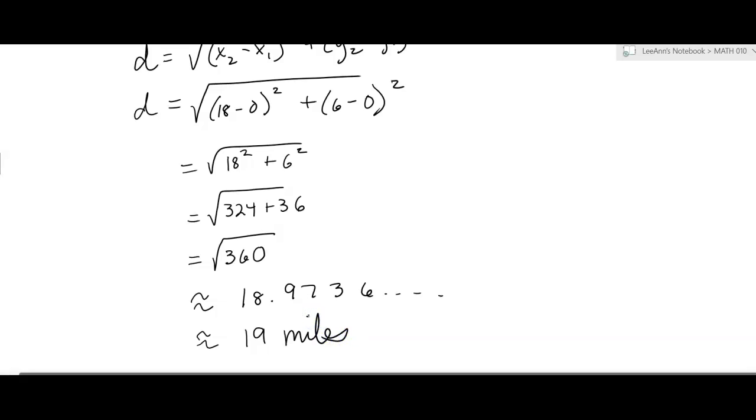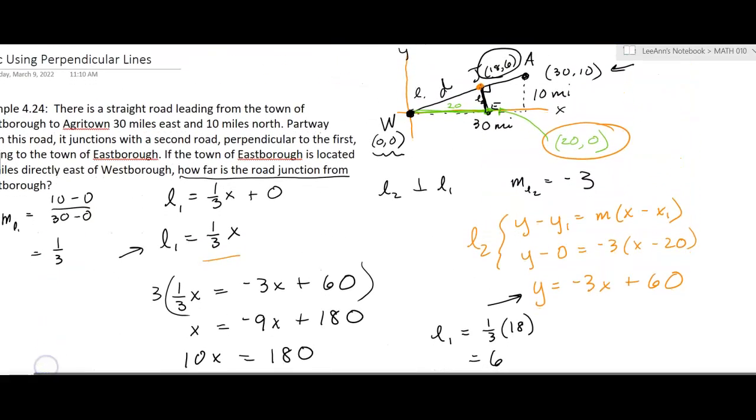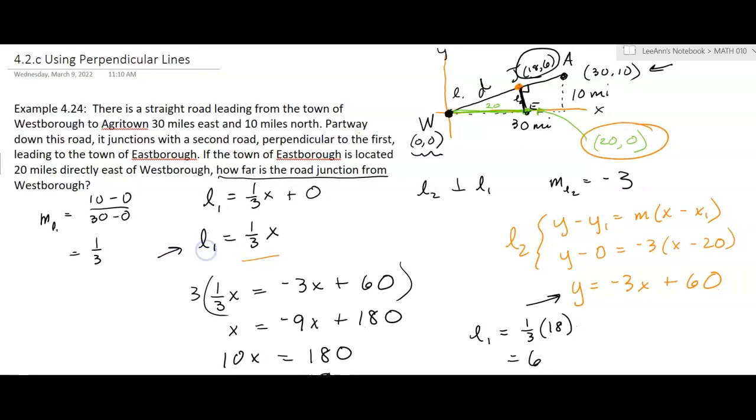Okay, that was a long problem. We had to use a lot of different things. We had to use the idea of perpendicular lines. We had to draw it out and get the diagram, find the point where they meet, and then use a distance formula to find out the distance. So how far is the road? About 19 miles.